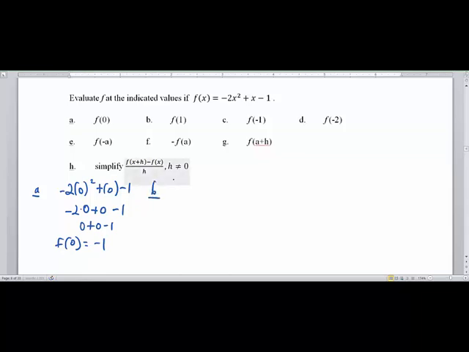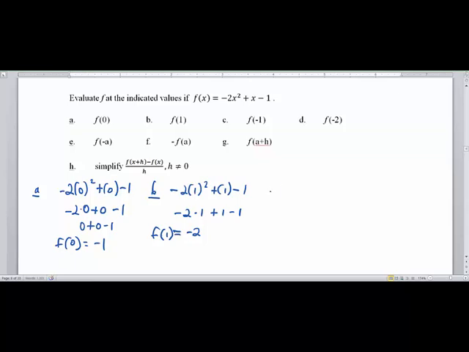Now we're going to go to part B. We're going to do f of 1. So we're going to plug in that 1 into each value of x using parentheses for my substitution. That way it can take care of negatives and exponents correctly. So this is -2 times 1 plus 1 minus 1. -2 times 1, doing order of operations, is -2, and the plus 1 minus 1 makes 0. So -2 plus 0 is our answer. So f of 1 is equal to -2.